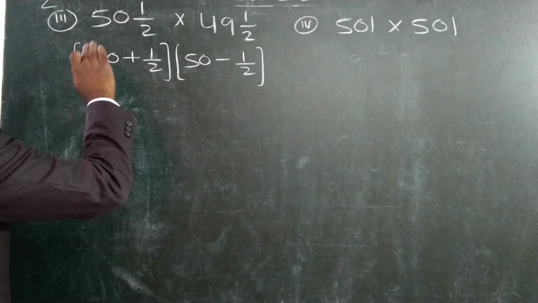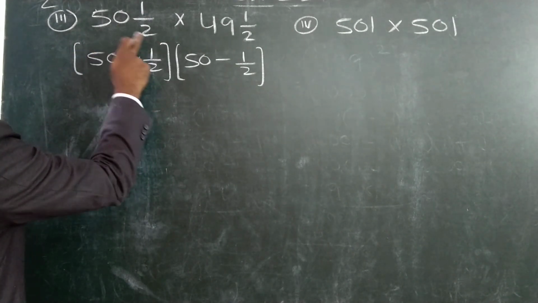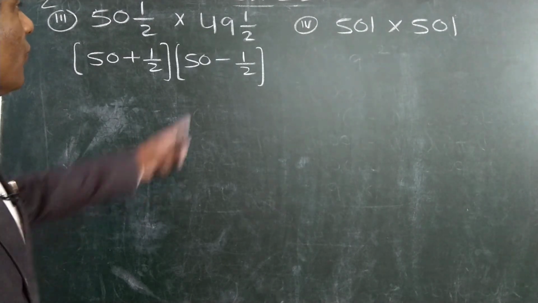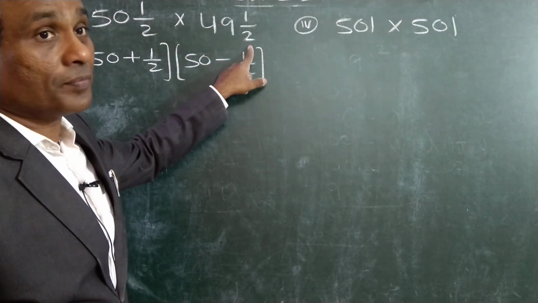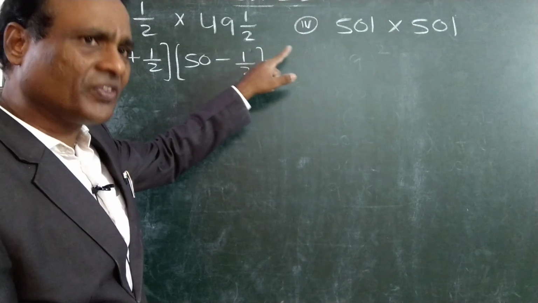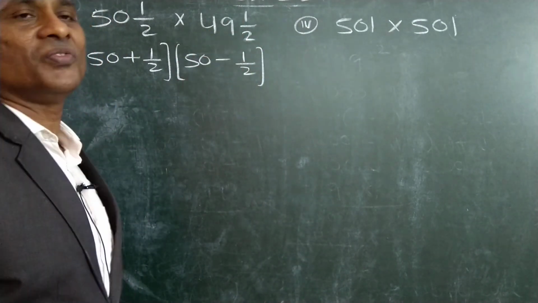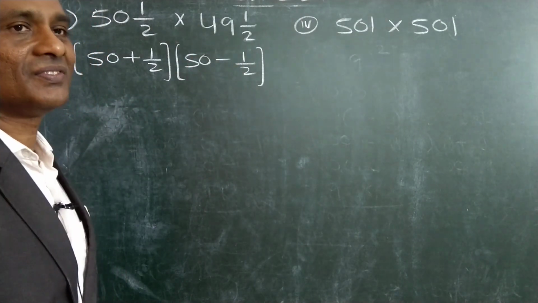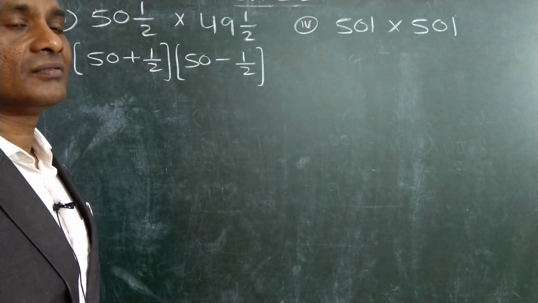Fifty and half. 50 plus half. 50 and half means 50 plus half. 49 and half means 49 plus half. 49 and half is 50 minus half. 50 minus half is 49 and half.